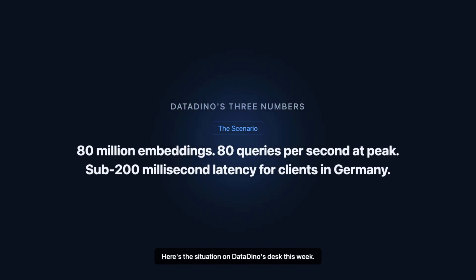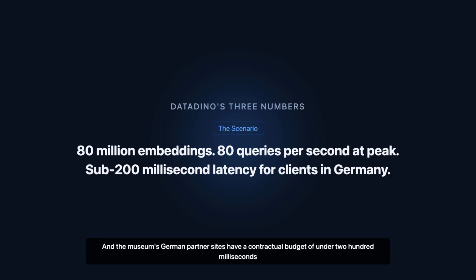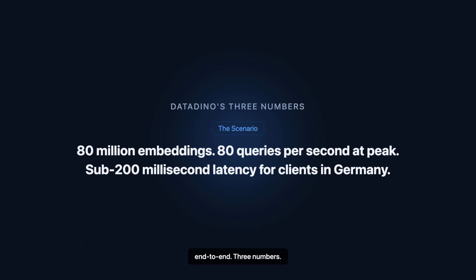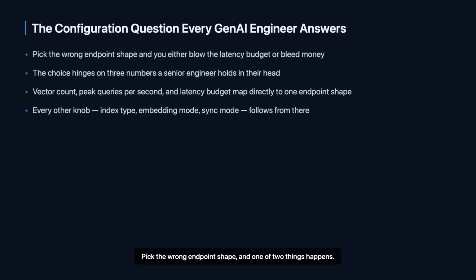Here's the situation on DataDino's desk this week. The fossil corpus has produced 80 million embeddings. The chatbot peaks at 80 queries per second, and the museum's German partner sites have a contractual budget of under 200 milliseconds end-to-end. 3 numbers, 1 configuration call. Pick the wrong endpoint shape, and one of 2 things happens. You blow the latency budget and clients start timing out, or you over-provision and your monthly bill quietly doubles.